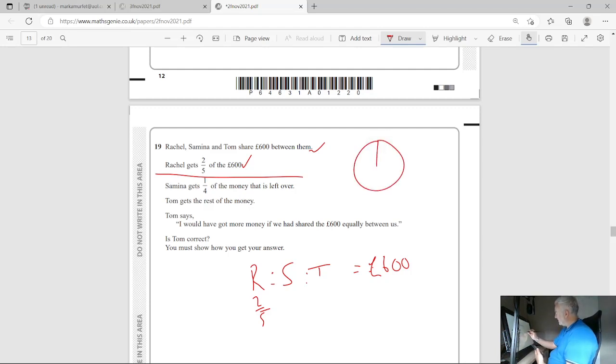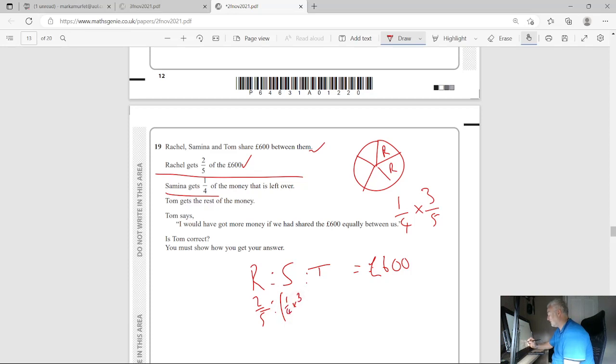If we cut this into 5 pieces, trying to visualize this, we know Rachel gets that bit and that bit. We've got 3/5 left. So Samina gets 1/4 of the 3/5 that is left. Tom gets the rest of the money, so he's going to get 3/4 of 3/5. Hopefully you can see that we've taken those 2/5 away for Rachel.